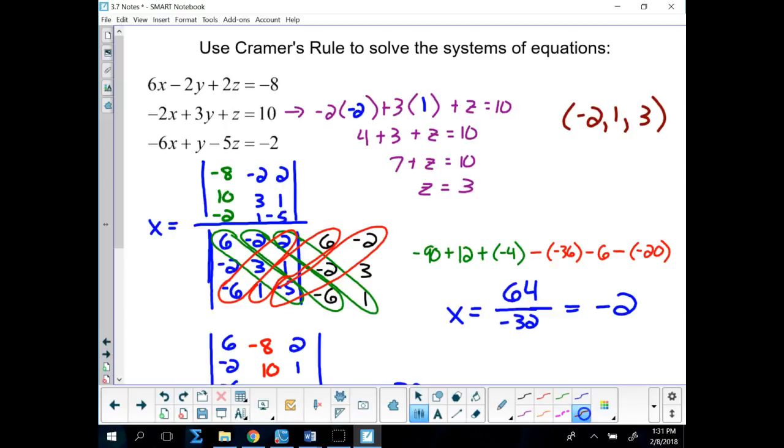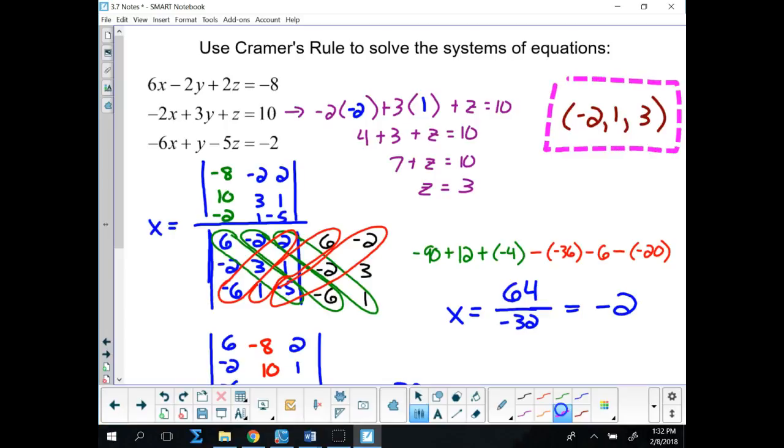Negative 2 times negative 2 is positive 4. 3 times 1 is 3. 4 plus 3 is 7. Plus 3 is 10. Checks out in the second one. Negative 6 times negative 2 is positive 12. Plus 1 is 13. Minus 5 times 3, 5 times 3 is 15. 13 minus 15 is negative 2. Yahoo for school.